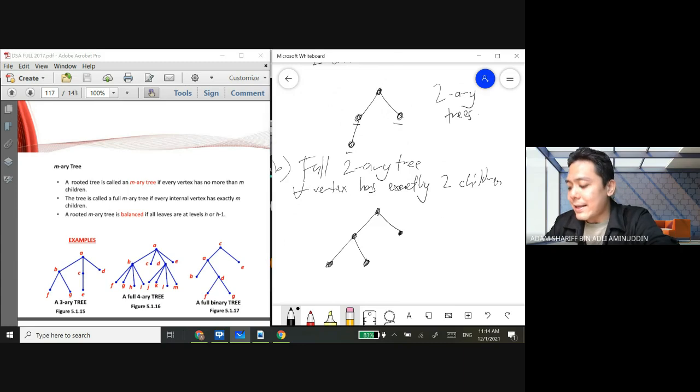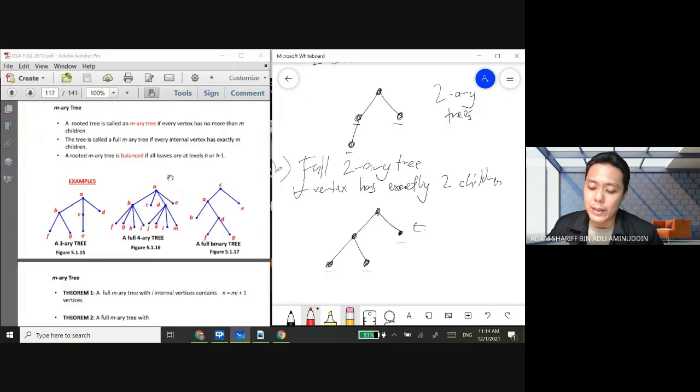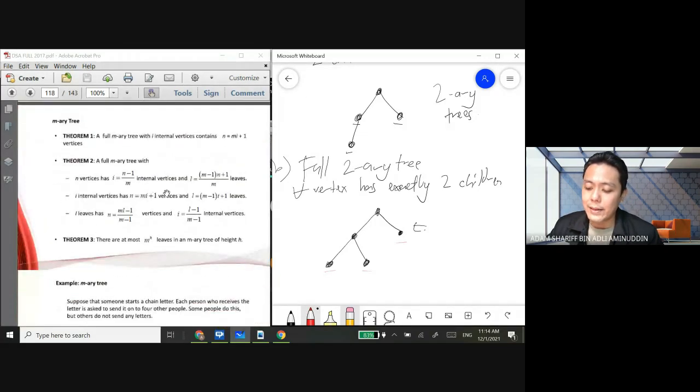So you may wonder, does this one need to have children? Not necessarily. A full 2-ary tree means that the children must be 2, cannot be fewer. It doesn't say there must be children. The exception is given to the leaf: a leaf does not necessarily have children, but if it has children, it must be exactly 2. This is simple. Not much to ask here. No need to memorize, it's just a formula.